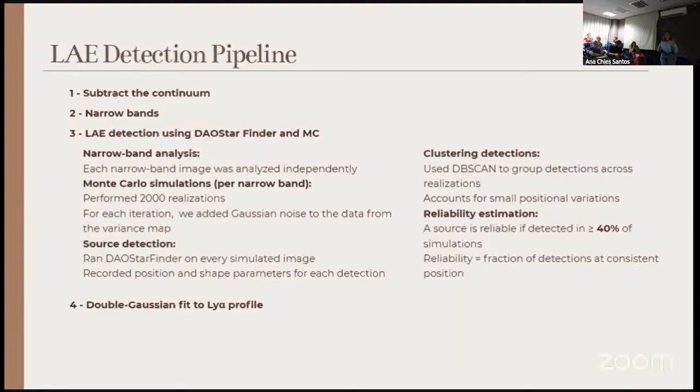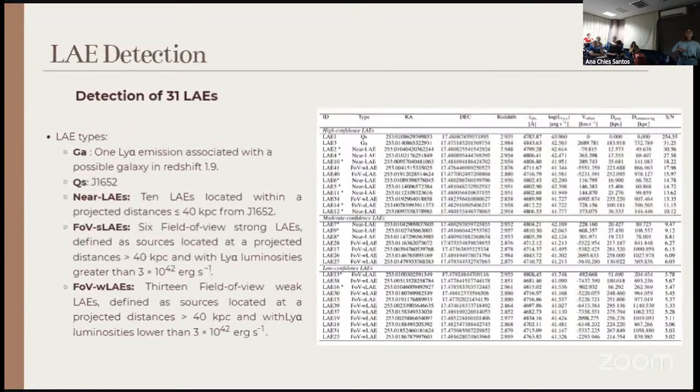After that, we extract the spectra of these Lyman-α positions we detect. We fit a double Gaussian to this Lyman-α profile, because sometimes the Lyman-α emission is a double peak or has a wing on the blue side. And we only keep the Lyman-α emitters that have signal to noise higher than 5. In the end, we detect only 31 Lyman-α emitters around this quasar.